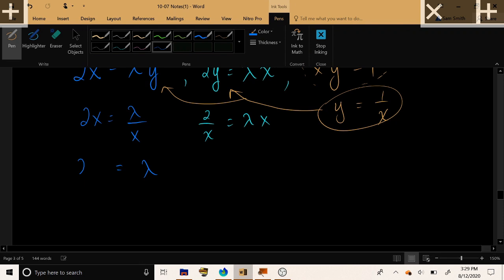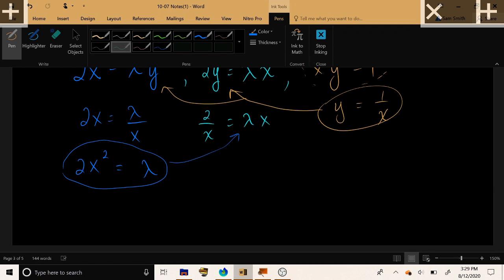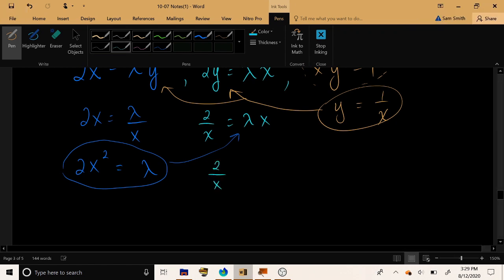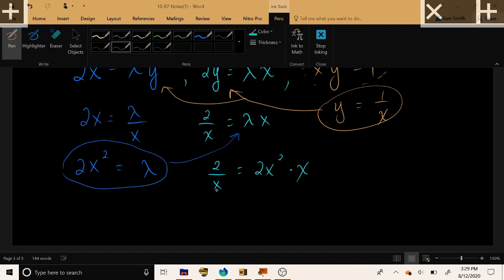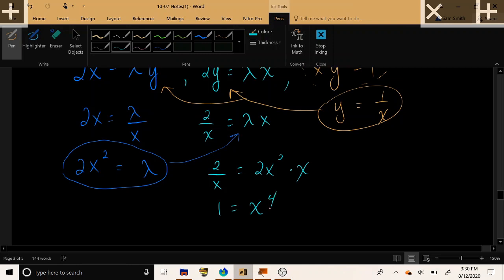Well, now I can play the same kind of game with this first equation. I can isolate lambda by multiplying both sides by x to get the statement that lambda must be equal to 2 times x squared. And then I can substitute that information into equation number 2 to say that 2 over x must be equal to 2x squared times x. And after multiplying both sides by x and dividing both sides by 2, this tells me that 1 must be equal to x to the 4th power.